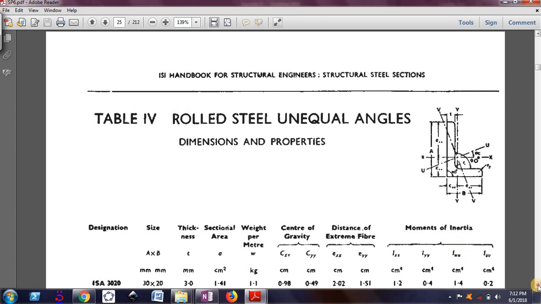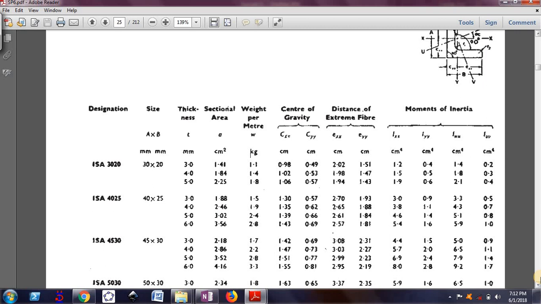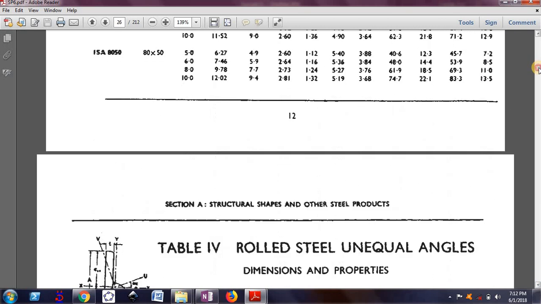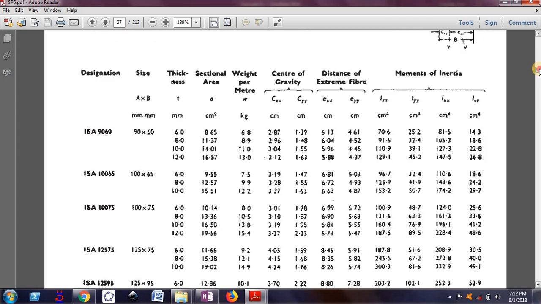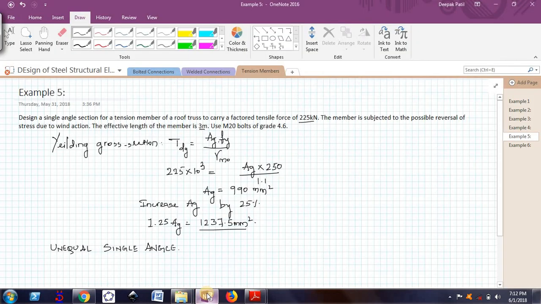Okay, so let me check here. Give me a moment. So let me check that. Okay, right. Now here I am able to find an angle called 100 by 65 by 6, 100 by 65 by 8, which is having a cross section area of 12.57. It may pass, so let us try with that. So let us try 100 by 65 by 8.